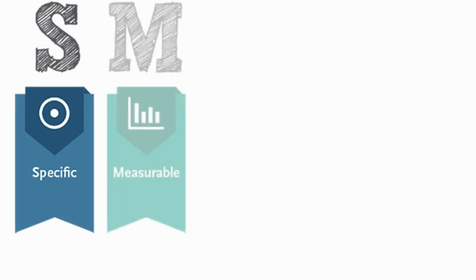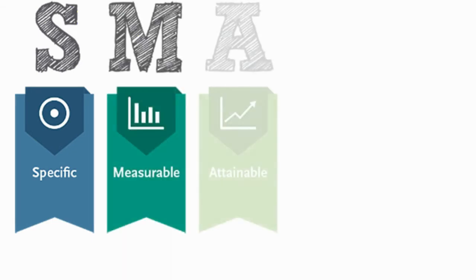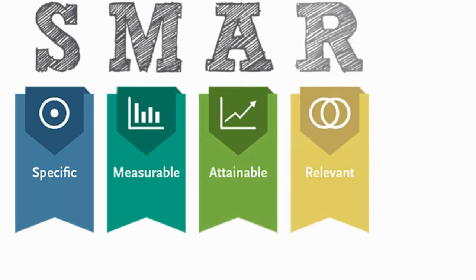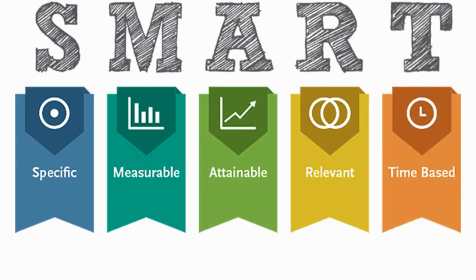So SMART is an acronym. An acronym is a word where each letter stands for something different. So for SMART goals, the S stands for specific, the M stands for measurable, the A stands for attainable, the R stands for relevant, and the T stands for time-based. We're going to talk about what each of those means in terms of making a good goal for yourself.